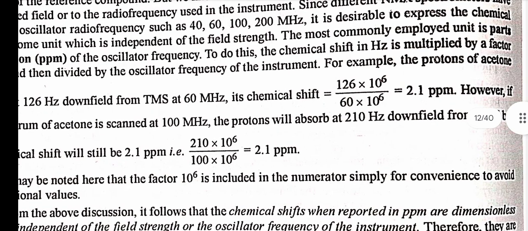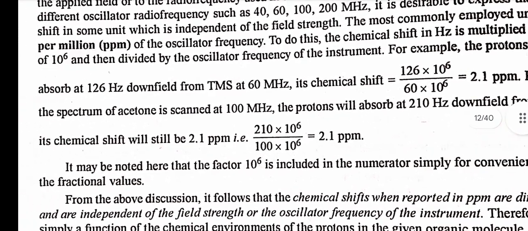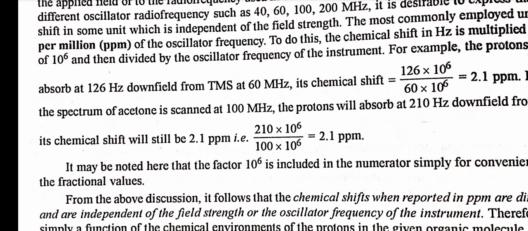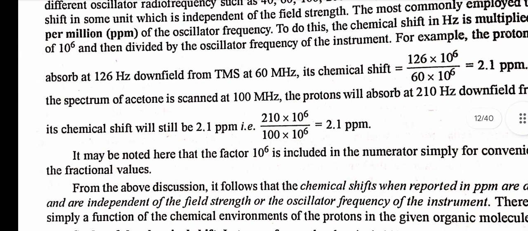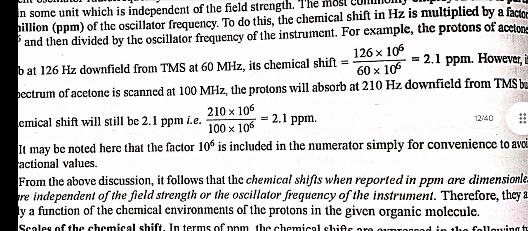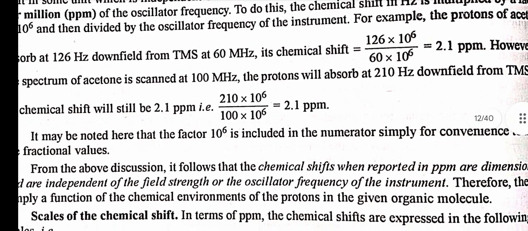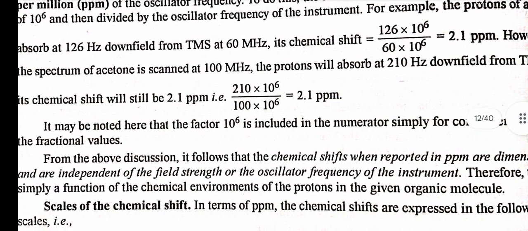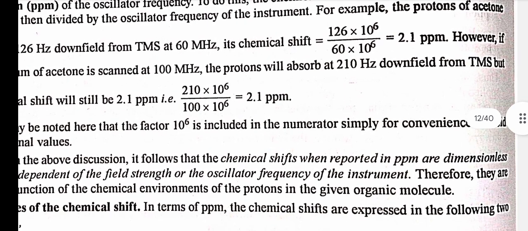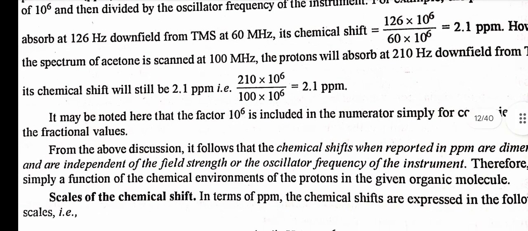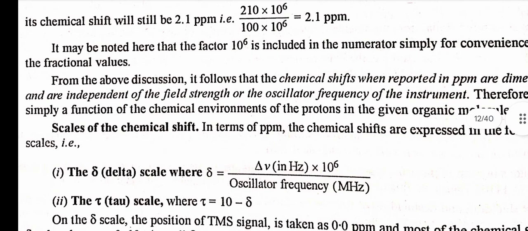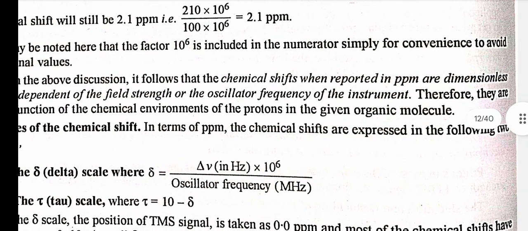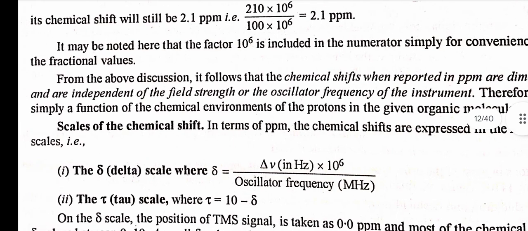To do this, the chemical shift in Hertz is multiplied by a factor of 10^6 and then divided by the oscillator frequency of the instrument. For example, the protons of acetone absorb at 126 Hz downfield from TMS at 60 MHz. Its chemical shift is 2.1 ppm. However, if the spectrum of acetone is scanned at 100 MHz, the protons will absorb at 210 Hz downfield from TMS, but its chemical shift will still be 2.1 ppm. It may be noted here that the factor 10^6 is included in the numerator simply for convenience to avoid the fractional values.